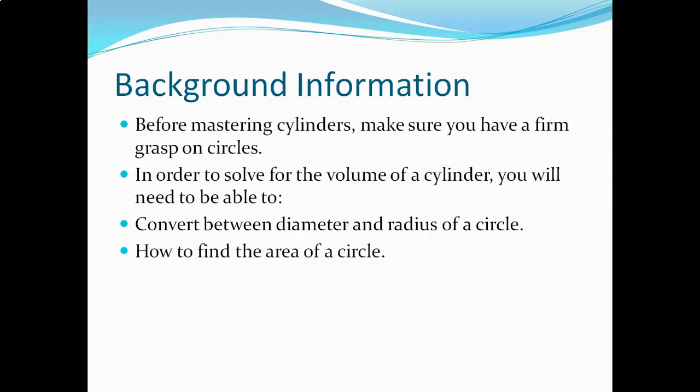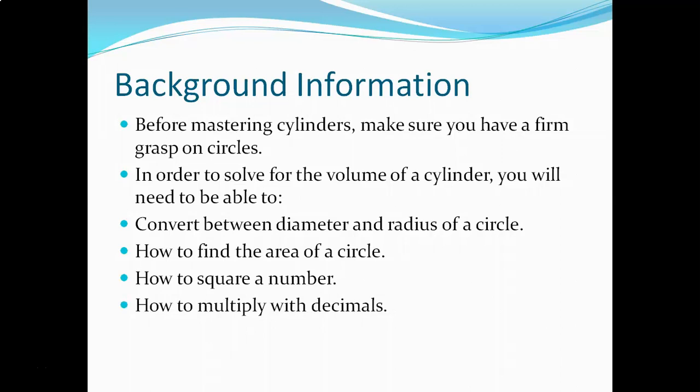How to find the area of a circle? So vital with volume of a cylinder. To find the area of a circle, pi times radius squared. And of course, you'll have to be able to square a number, multiplying a number by itself. So for example, 5 squared is 25. 13 squared is 169, etc. And of course, how to multiply with decimals.